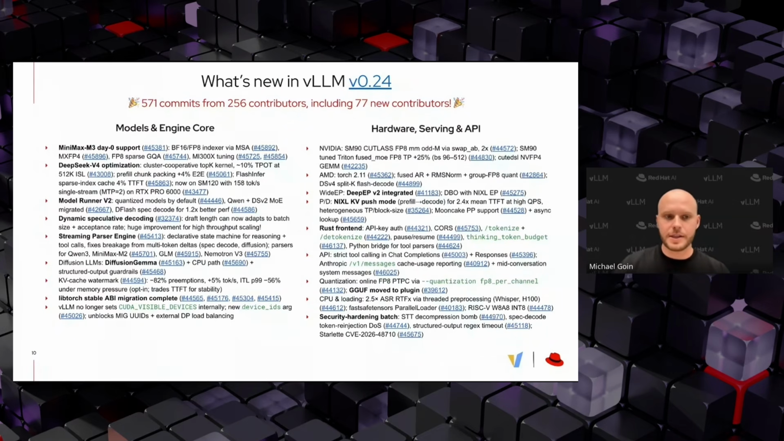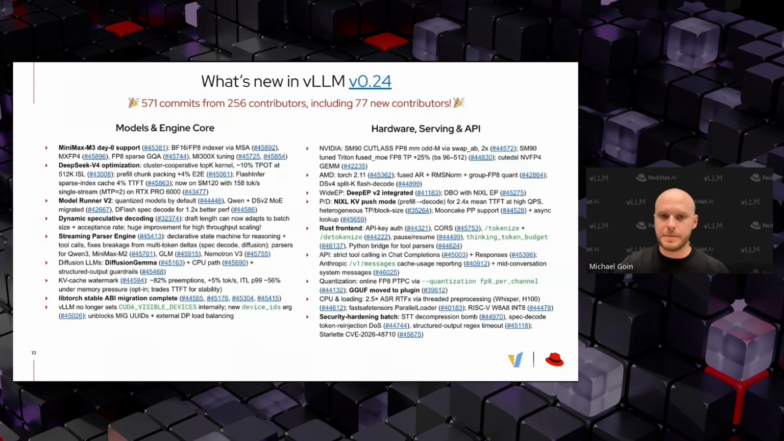We fully migrated to libtorch stable ABI. So this means in future releases, we will look towards supporting multiple versions of PyTorch on a given version of vLLM. We won't need to necessarily pin to a single version of PyTorch, which would be huge. And we've changed how we use CUDA visible devices, using a much more structured device IDs argument. Ultimately, this is needed to make vLLM work more natively with MIG and, of course, external DP load balancing at scale.